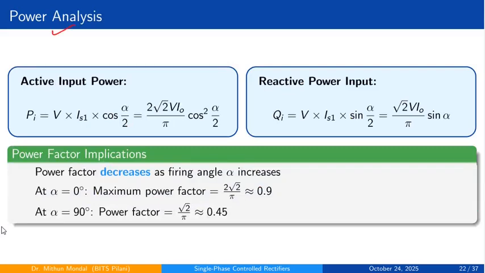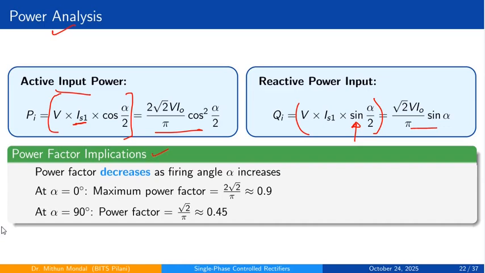When we do the power analysis, the active input power is the product of voltage, current and cos of alpha by 2. So here we are taking the fundamental component. That is given by this expression. For the reactive power, instead of the cosine expression, we will use the sine expression. So we have voltage multiplied by current multiplied by the sine of alpha by 2. So this is the reactive power input.